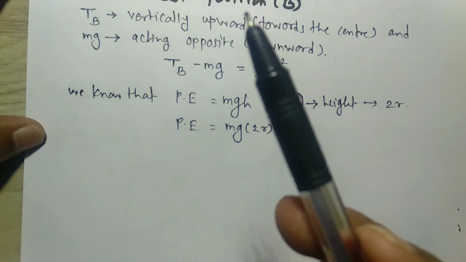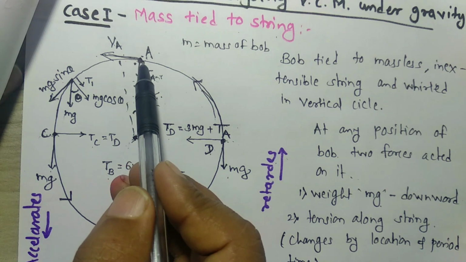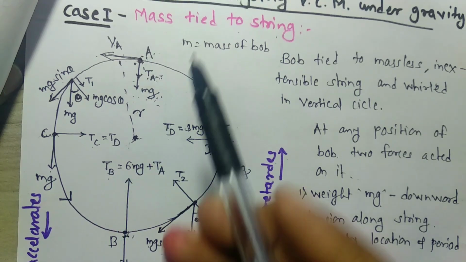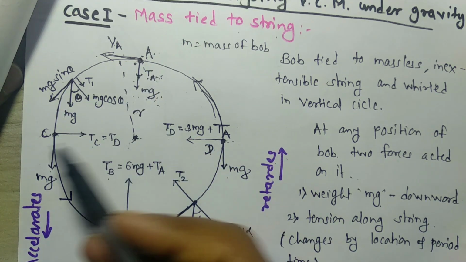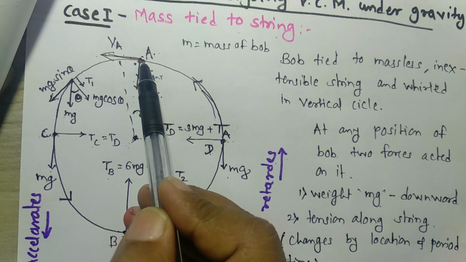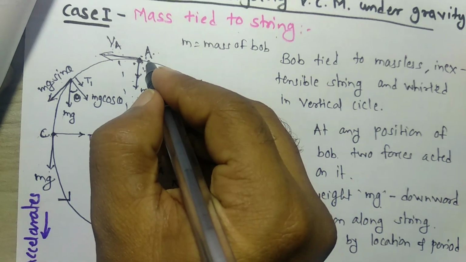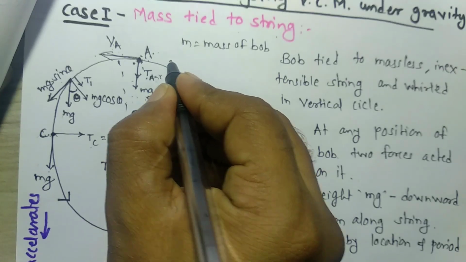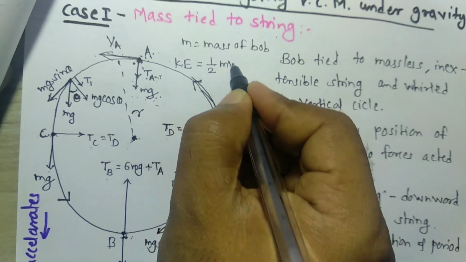That means we move from point A to point B, where point A is the uppermost point and B is the lowermost point. Your potential energy is higher at point A, and lower at point B. The potential energy change from A to B is mg into 2r, which is converted into kinetic energy. At point A the velocity of the particle is Va, and therefore kinetic energy at point A is 1/2 m Va square.